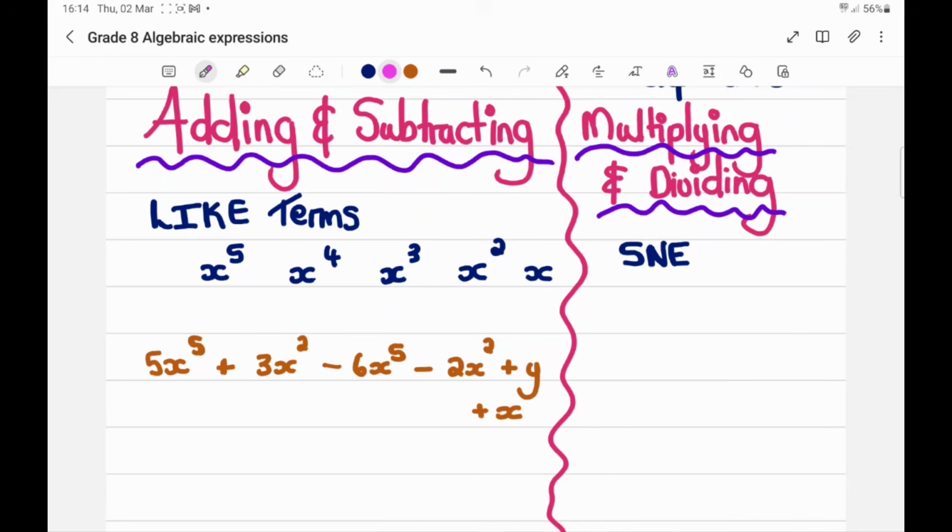Please take note. I had students still ask me, ma'am, can I add 5 plus x in grade, I think it was grade 9 today. And I said, are they like terms? What do you mean, ma'am? No, I don't know. Are they like terms? Anyway, so you still get questions like that. So please, your algebra knowledge and your foundation must be very, very sturdy.